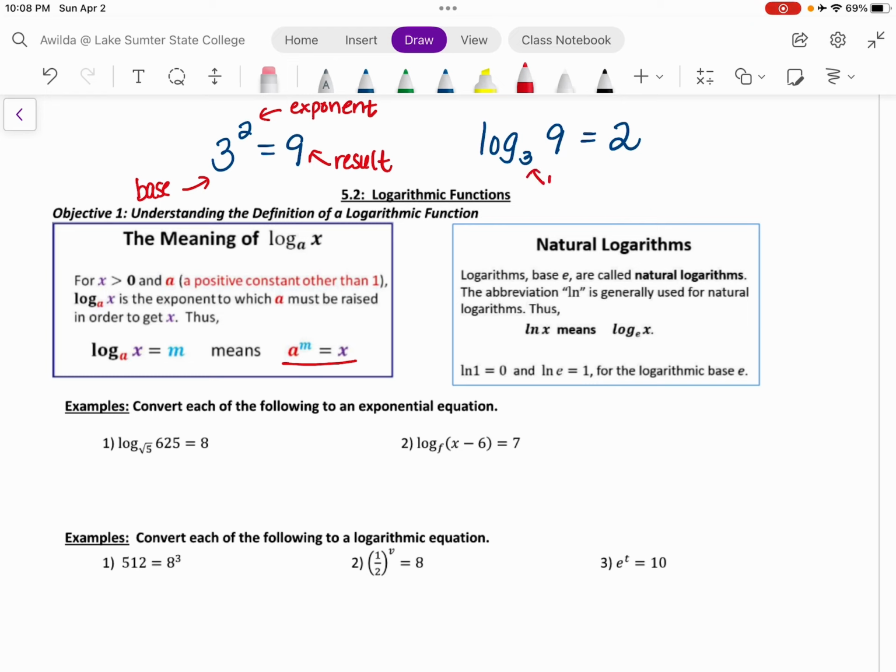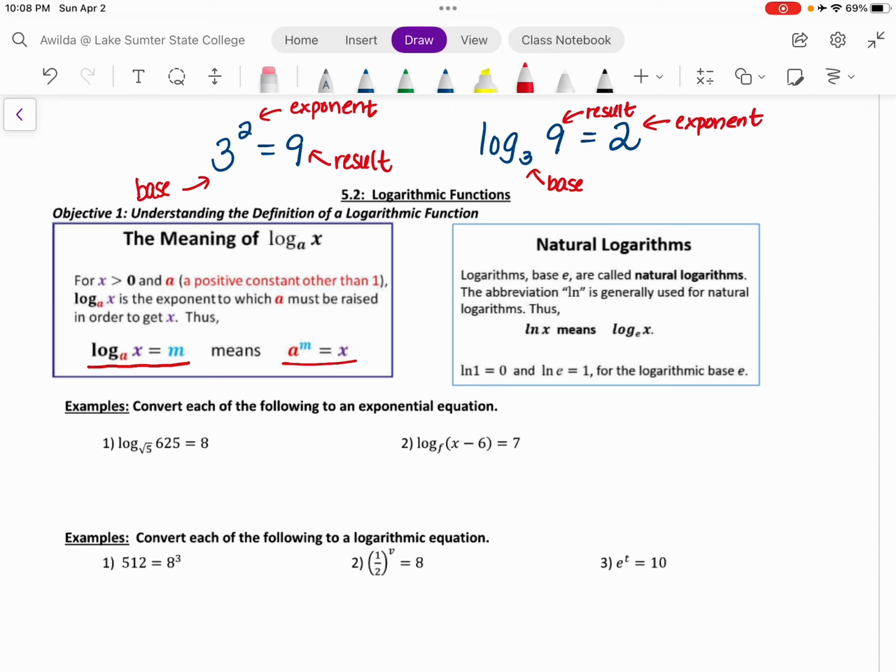The base 3 is the subscript of the logarithm. 2, the exponent, is what the logarithm is equal to. And 9, the result, is what we call the argument. So again, a to the mth power equals x can also be written as logarithm base a of x is equal to m. It's simply taking those 3 parts and rearranging them in another order.